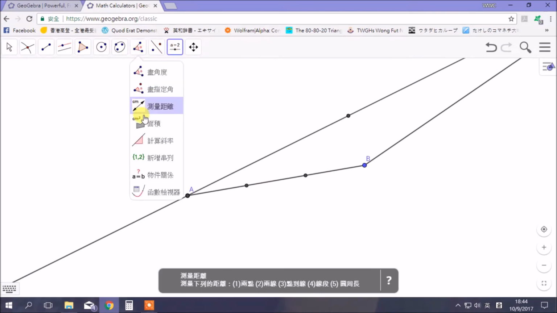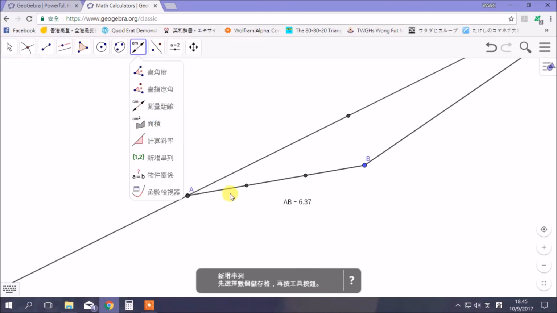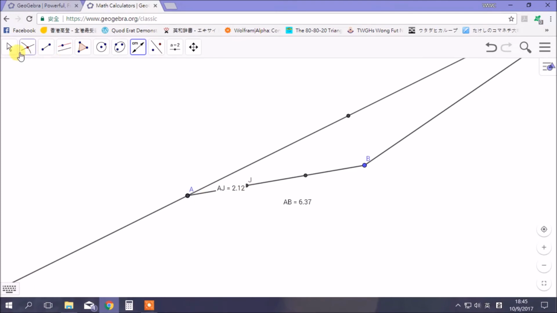For example, here I measure the length of AB first. Then you can see it. Now we have AB is 6.37. Now this time I measure the 1/3, which is this one. Then you can see that this line is about 2.12. And this one exactly should be the 1/3 of AB. So this is what we want.